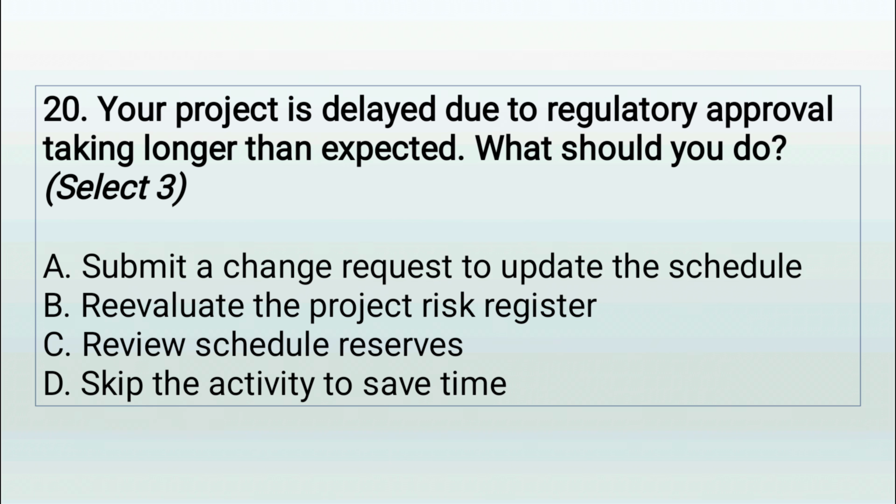Question 20. Your project is delayed due to regulatory approval taking longer than expected. What should you do? Select 3. A. Submit a change request to update the schedule. B. Reevaluate the project risk register. C. Review schedule reserves. D. Skip the activity to save time.